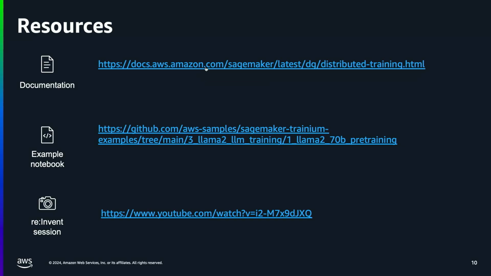Okay, so let's check this out. So the first resource for you is, of course, the distributed training documentation. So this does a good job of walking through some of the key concepts, vocabulary, the APIs, some of the top questions, and all of the other topics that you need to know to get distributed training running. And then, of course, here's your example notebook. So using the Llama 2 70B pre-training with SageMaker Trainium. And then if you'd like to watch my reInvent session on the topic, feel free to check that out from 2023.